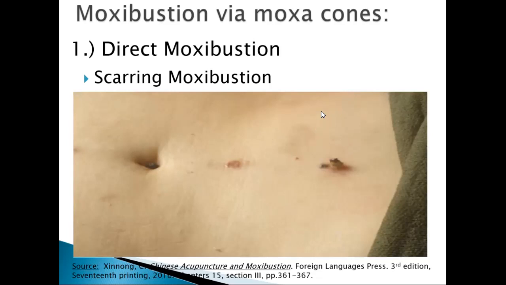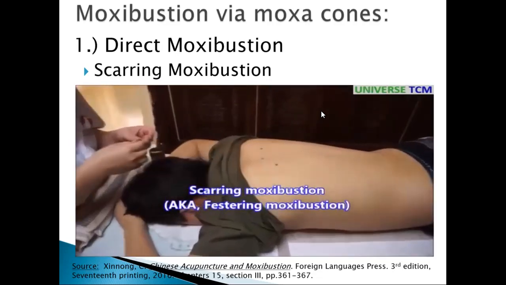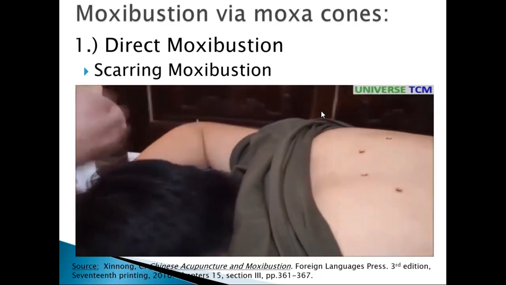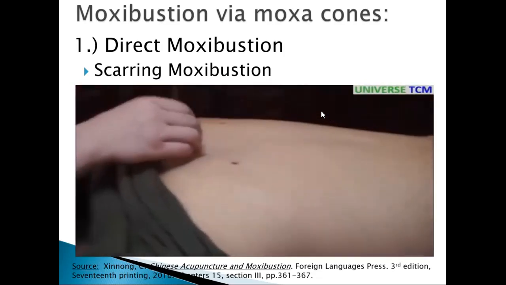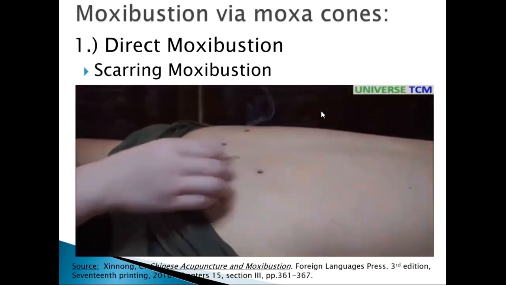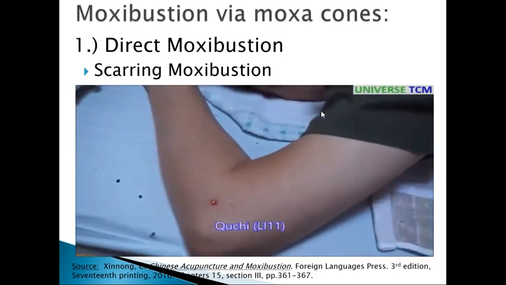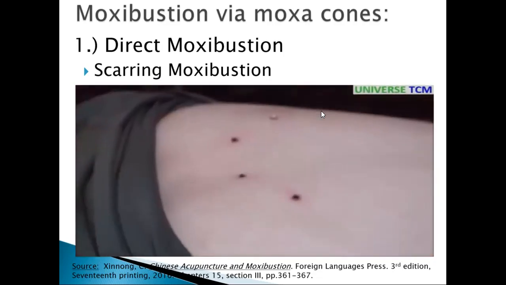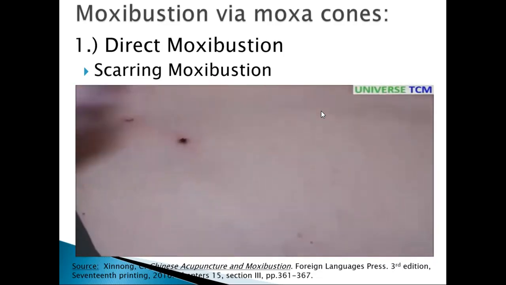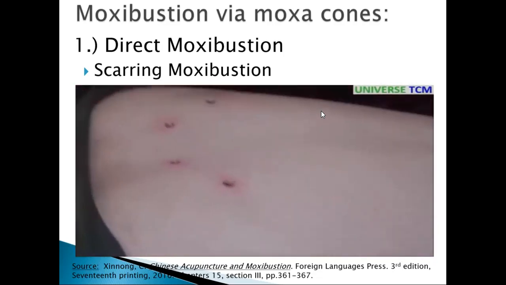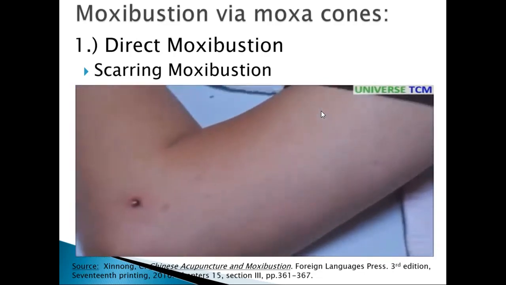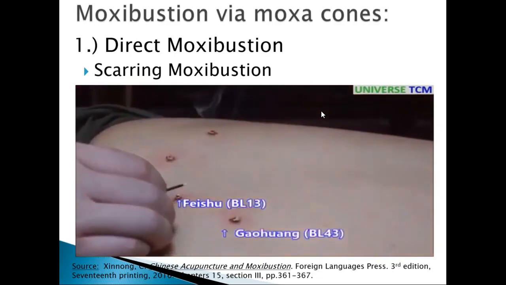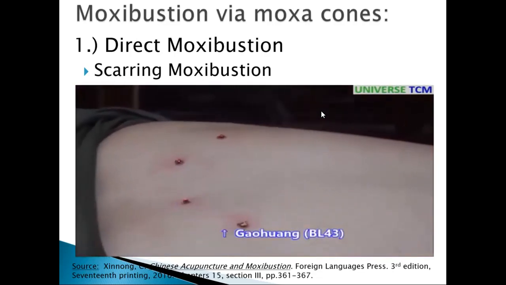Here is a video of moxibustion, scarring moxa, no? As you can see, this practitioner is performing scarring moxa, not only at the back shu points, but also at LI11 and bladder 13, the back shu point of the lung. You will totally let the moxa wool or cones burn out, and that would induce a systemic response actually. So this practitioner used bladder 13 and bladder 43 for this patient.